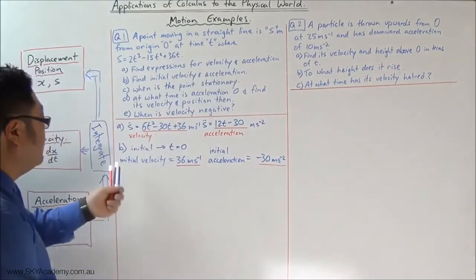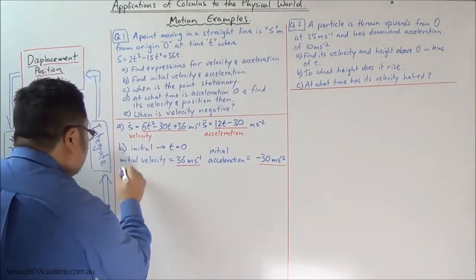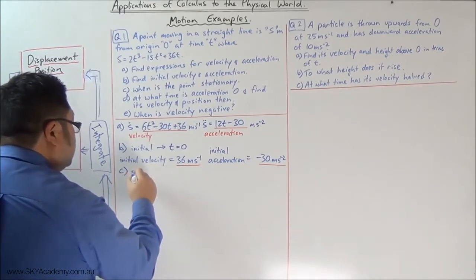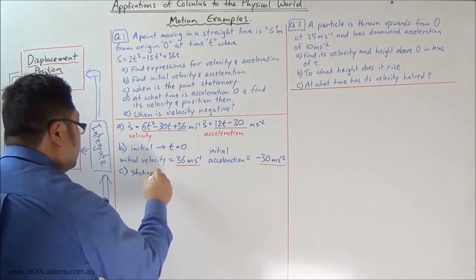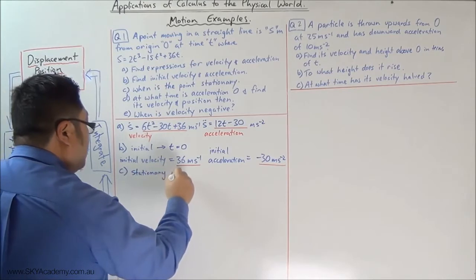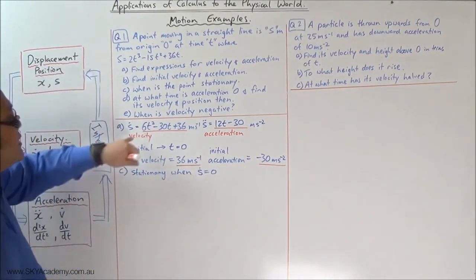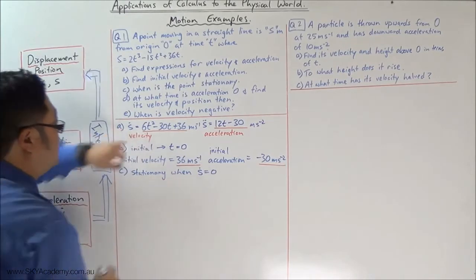So basically, for part c, what we're doing is working out when it is stationary, which is when s dot equals 0. So basically, substitute 0 in.